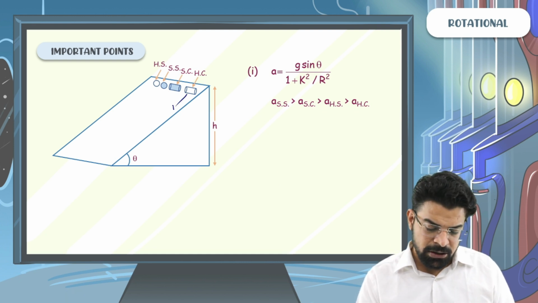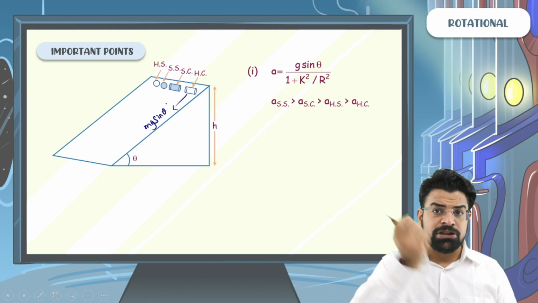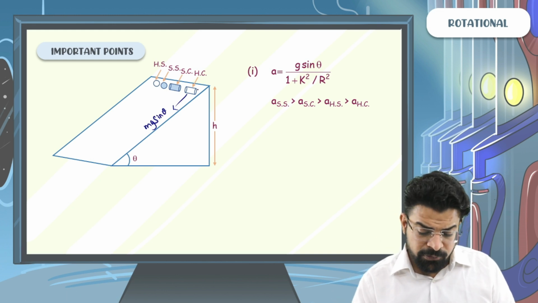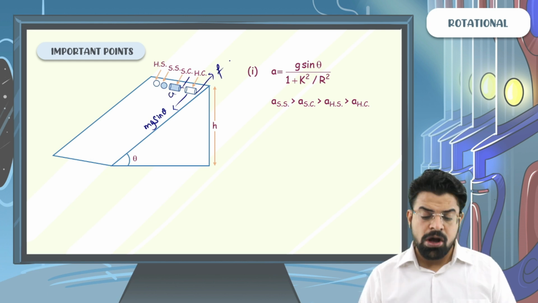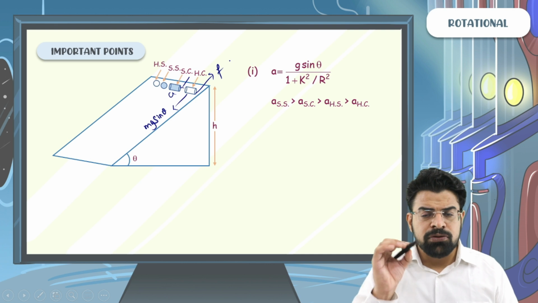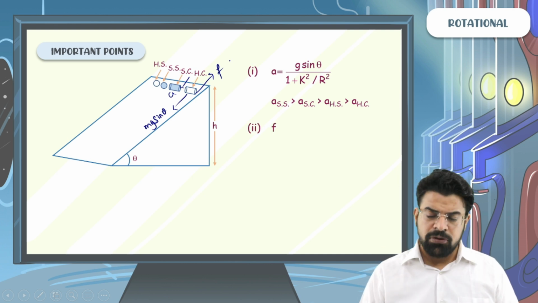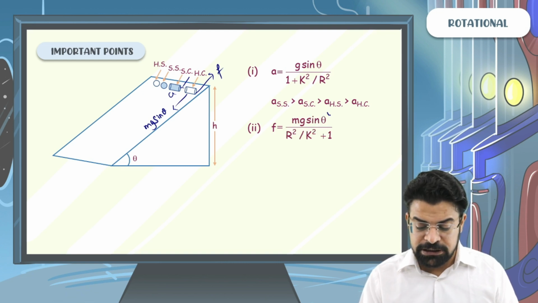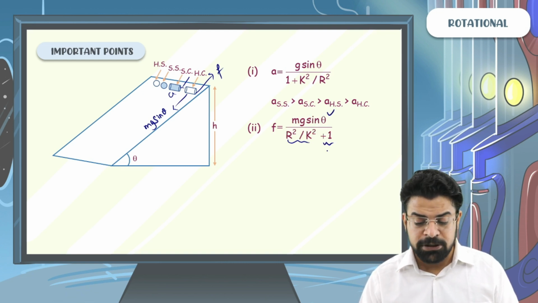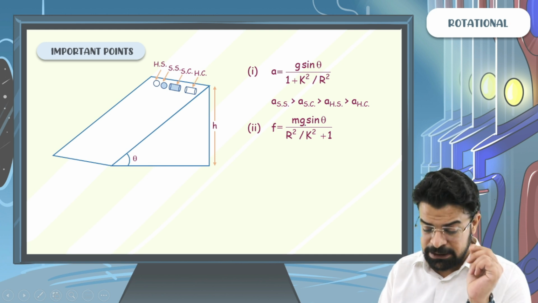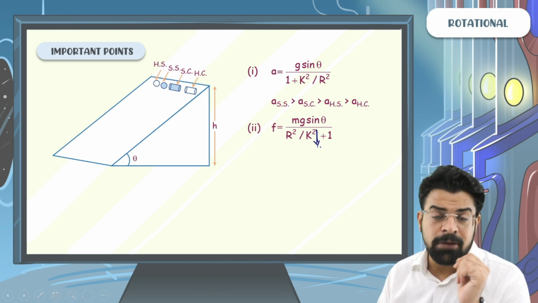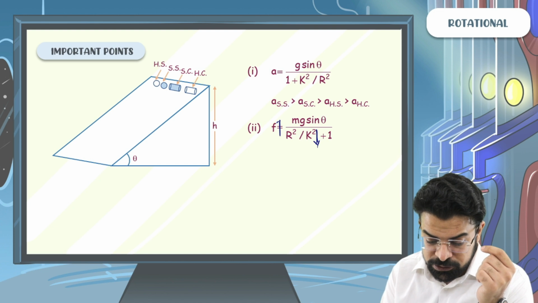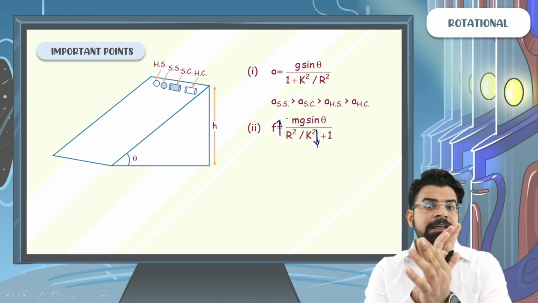Sir, the downward component of the force of gravity, mg sin theta, is the same for all of them. The one which has the lowest acceleration will have the highest friction force. Or you can think using the formula of friction force. We know that if the body performs pure rolling, the friction force has to be equal to mg sin theta upon r square by k square plus 1. So the one which has a lower value of r square by k square will have higher friction force. So the order has to be exact reverse.